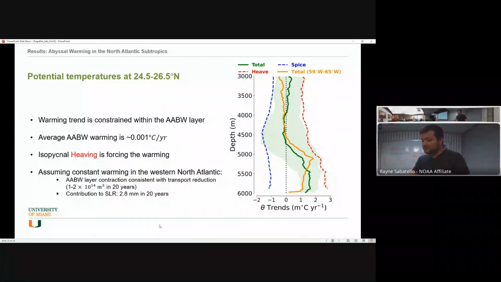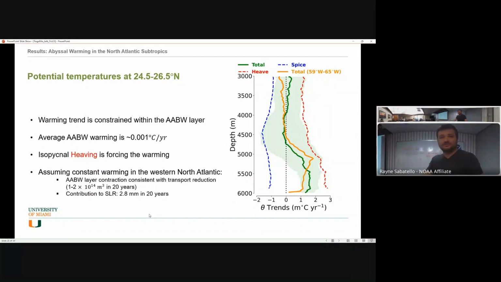So we did some calculations using the moorings, using the isopycnal heights or the isothermal heights of this layer, and then we get some pretty consistent numbers, which varies between 1 and 2 times 10 to 14 meters cube reduction in 20 years, and that roughly is translated in a contribution of almost 3 millimeters to sea level rise in 20 years. But you have to see those numbers as rough estimates, because the uncertainties are so large and the signals are so tiny, right? We need to be careful in interpreting those.